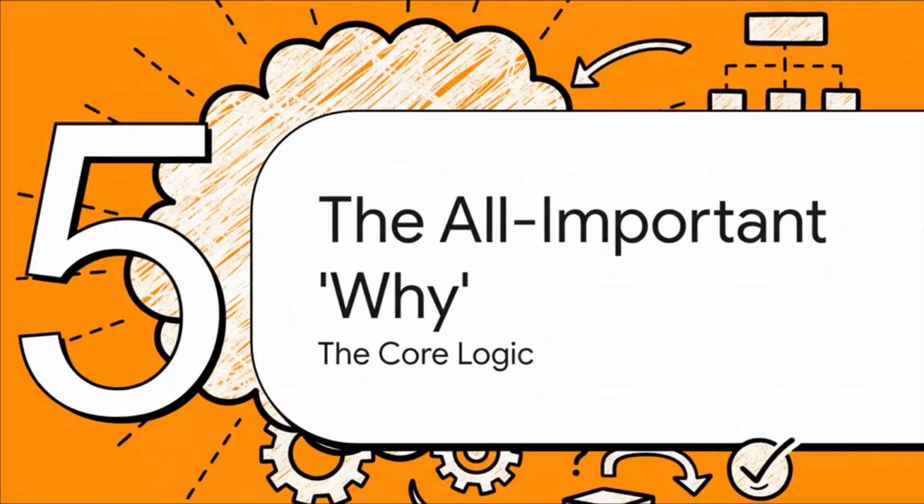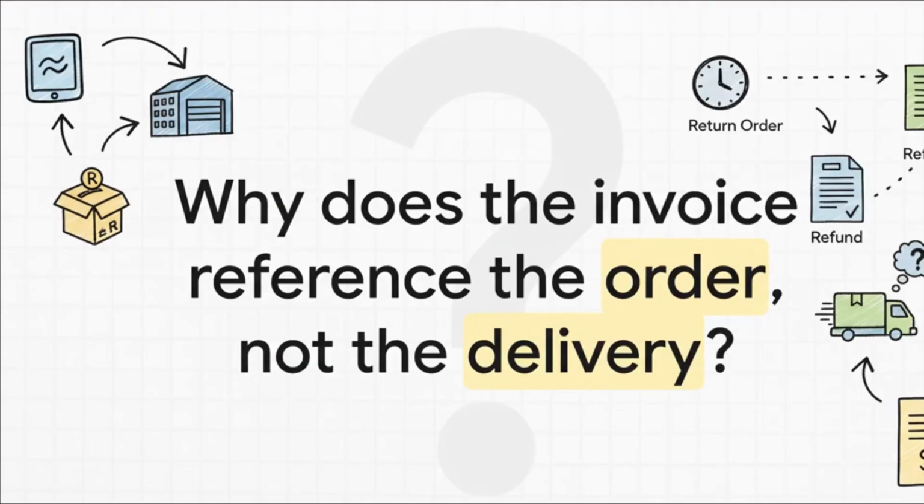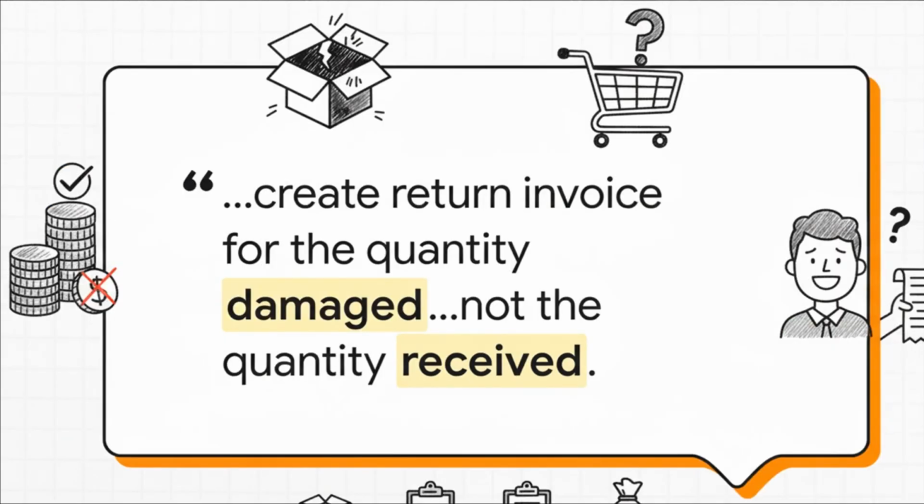Which brings us to the central question, the real aha moment of this entire process. This is the core logic that makes this whole system so smart and reliable. So why does the system insist on linking that final refund all the way back to that first digital document, the return order, and not just the physical package that showed up at the warehouse? What's the thinking here? Well, the reason is actually really simple, but it's also kind of brilliant.